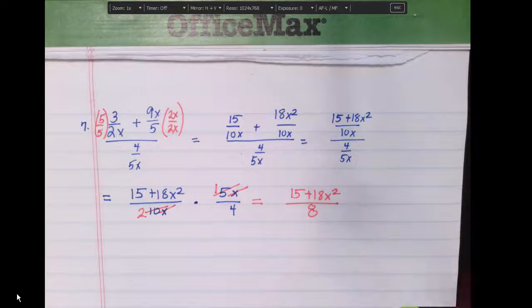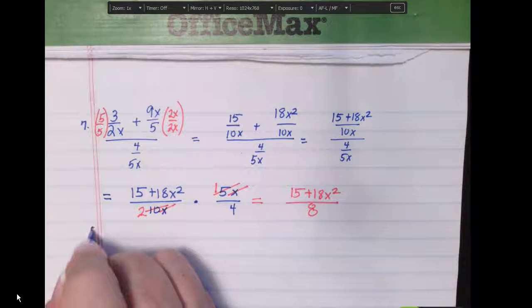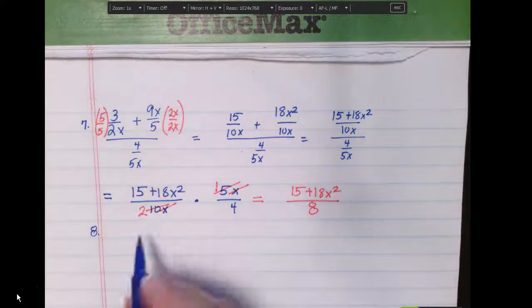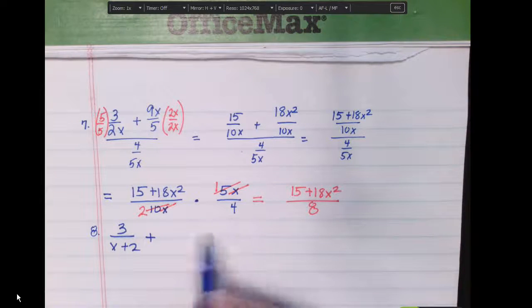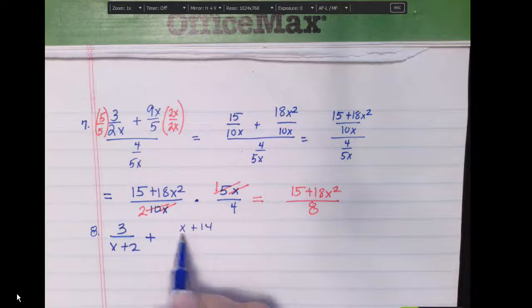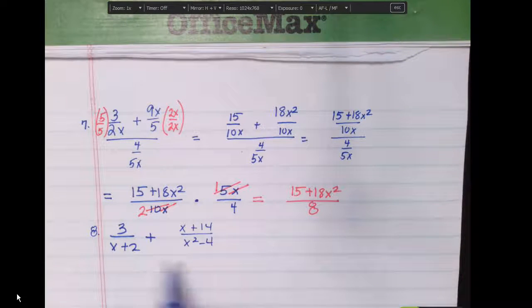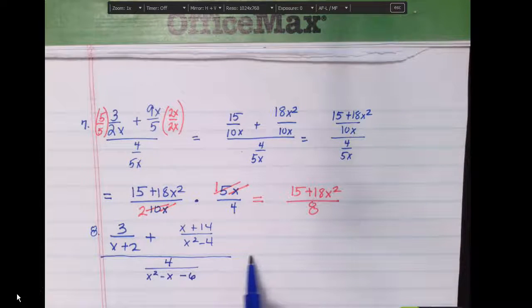This expression could be factored a little more. I can pull a GCF of 3 out of each term, but it looks like they're not looking for me to go any further, so I'm going to stop there and go on to my last problem, number 8, which does involve a little bit of factoring. So let's get it copied down. 3 over x plus 2 plus x plus 14 over x squared minus 4, all of that over 4 over x squared minus x minus 6.